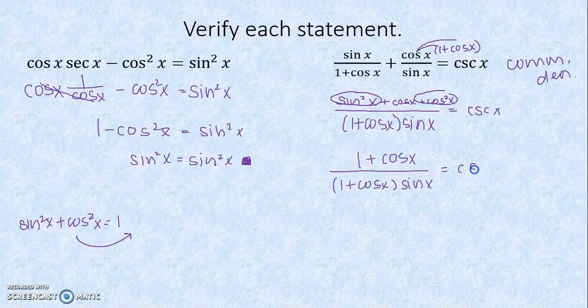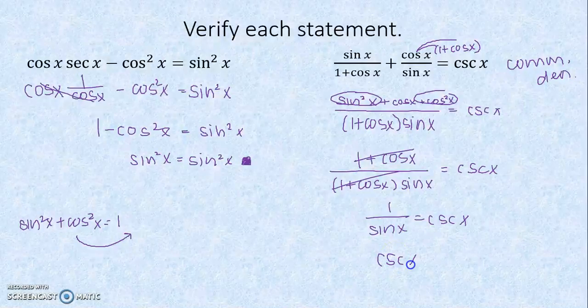And again, I'm trying to get my whole thing to equal cosecant x. Since I didn't distribute in that denominator, I can see that both my numerator and denominator have a 1 plus cosine x. So those are actually going to cancel out. So now I'm left with 1 over sine x equals cosecant x. While that's true, that's not the exact same thing as this. They have to say literally the exact same thing. So 1 over sine x is cosecant x. So now I have cosecant x equals cosecant x. And now I am finished.